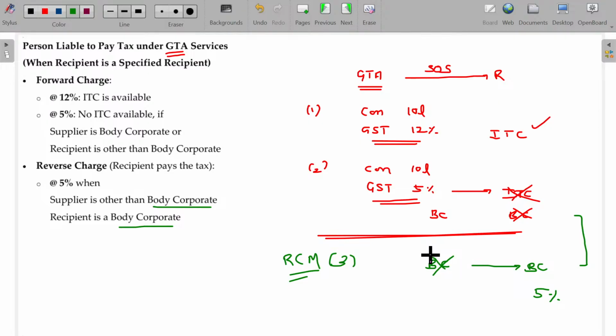So as already told you in the previous class, all the other things are grouped easily. You can easily link what the scenario is. But in the GTA, you need to have so many additional points along with the normal RCM provisions.